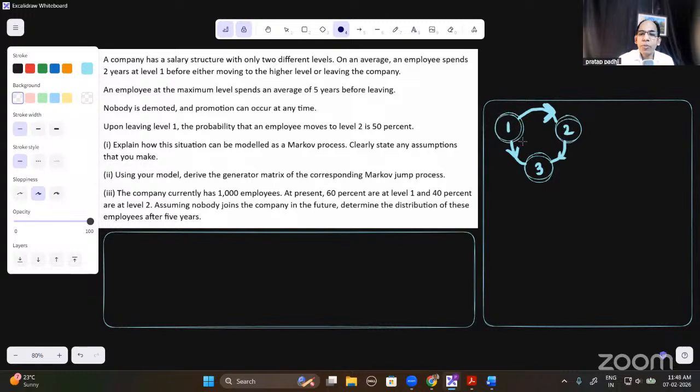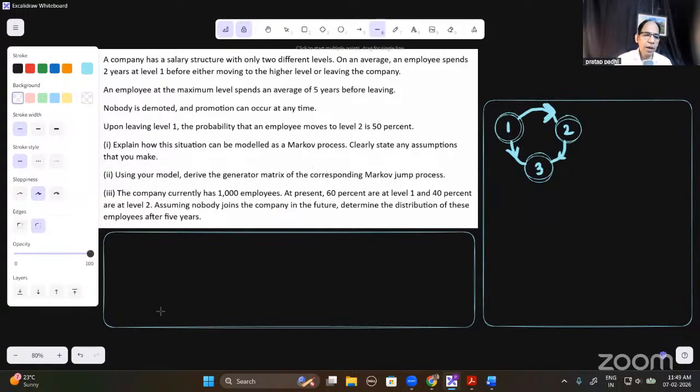This is not a Poisson process, remember. This is a general Markov process, because in a Poisson process you can't go from 1 to 3 directly. It's not possible. Anyway, now this is a Markov process. Here they've written the waiting time: on an average, an employee spends 2 years at level 1.